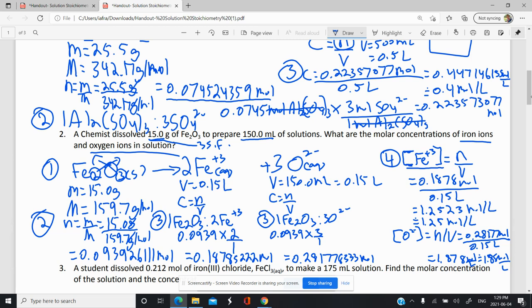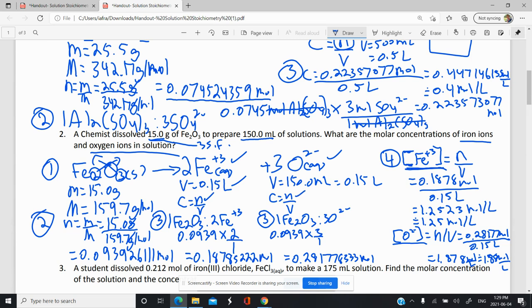1.88 moles per liter. So here I have my concentration of O2 minus, which is 1.88 moles per liter, and my concentration of Fe plus 3. So to summarize, what I did is I wrote my dissociation equation, and the question was asking me to find the concentration of each ion there. To do that, I needed the volume, and the volume was given to me as 0.15 liters, or 150 mils, but I divided by 1,000 to find it in liters because that's what molarity is given in. So I want to find the molar concentration. I need the moles of each.